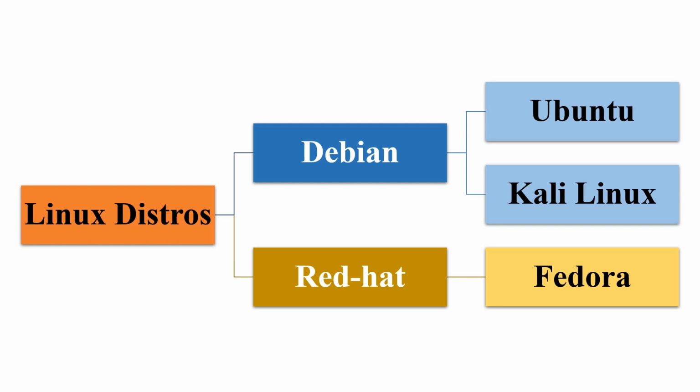So next we'll see some Linux-based operating systems. Using the Linux kernel, different operating systems have been developed, like Ubuntu and Kali. These are Debian-based, while Fedora is a Red Hat-based Linux operating system. These are also known as Linux distributions or distros.